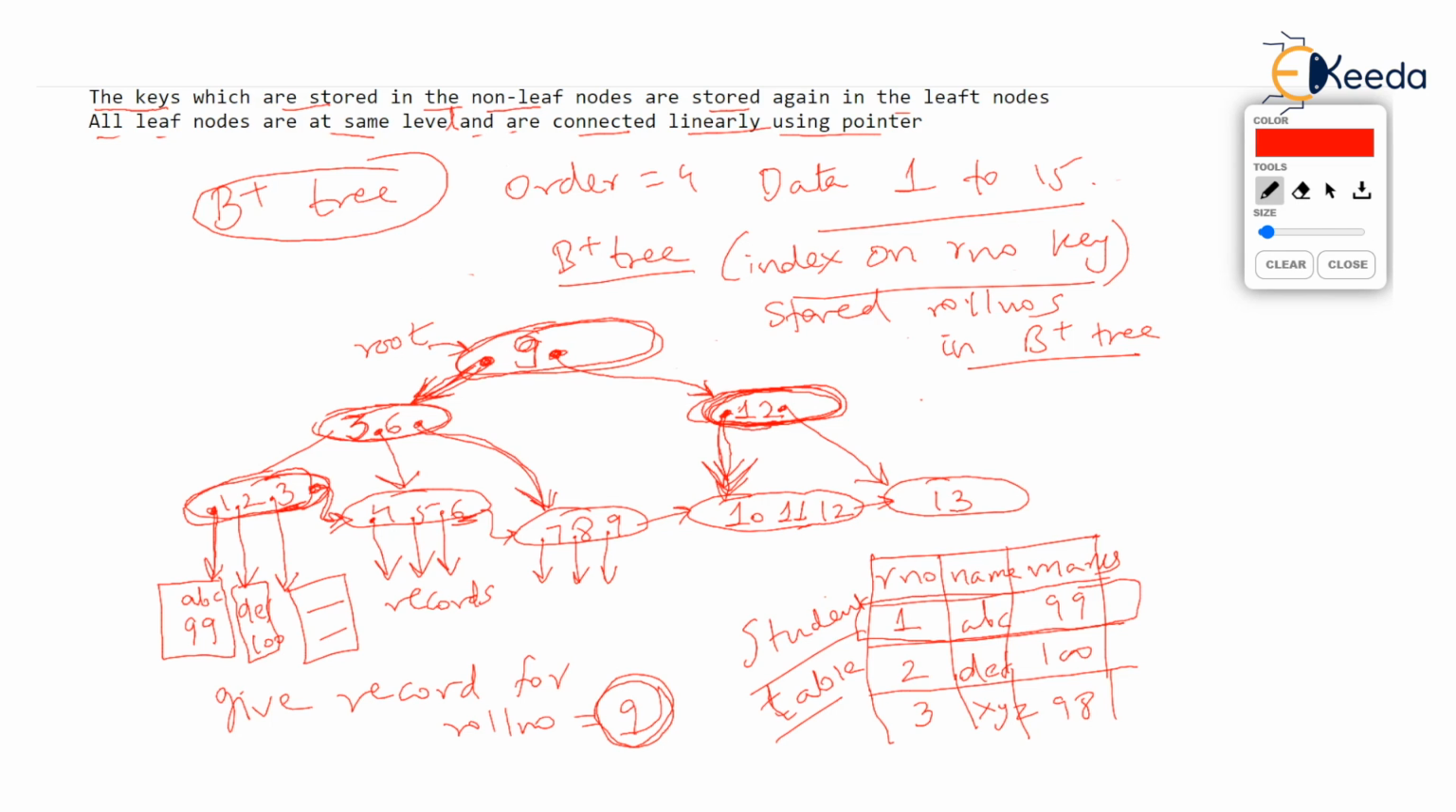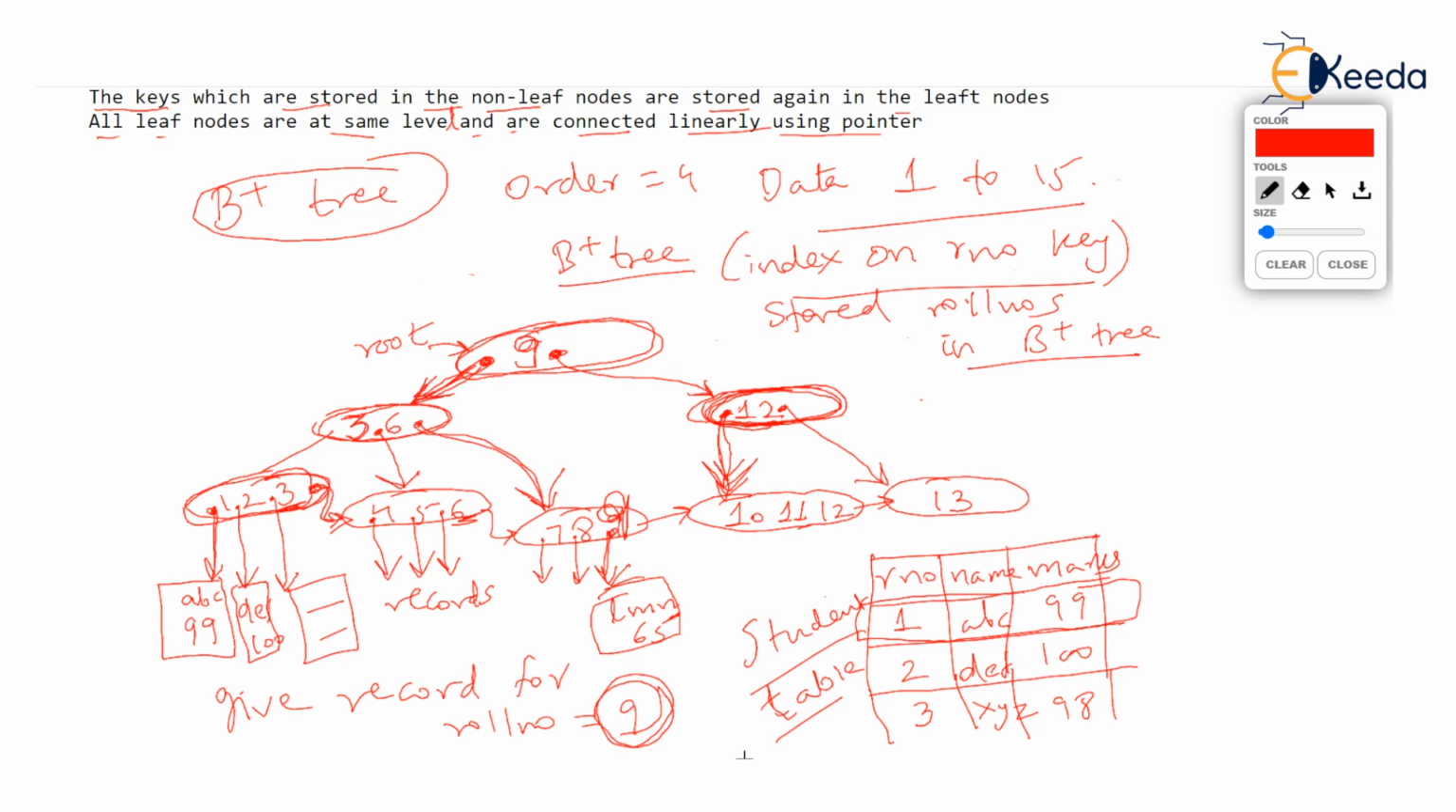Once it reaches the leaf where 9 is stored, it will use the pointer of 9 and it will get the name, whatever it is, LMN, and the marks of 9. That's how a record can be easily fetched for any student based on the roll number. Typically, we write the SQL query as select star from student where roll number is equal to 9.